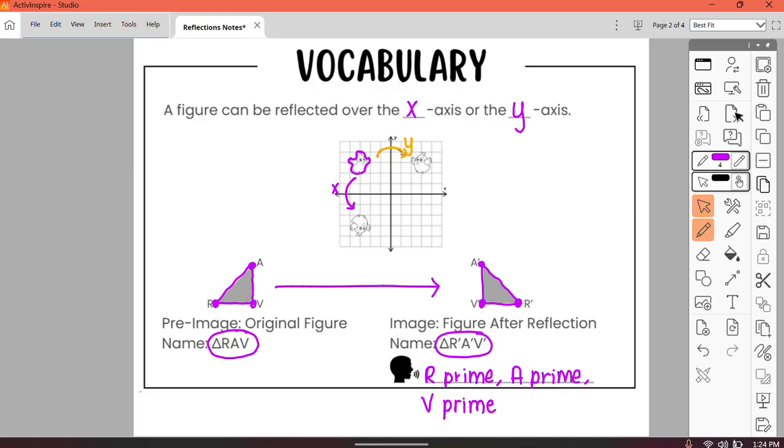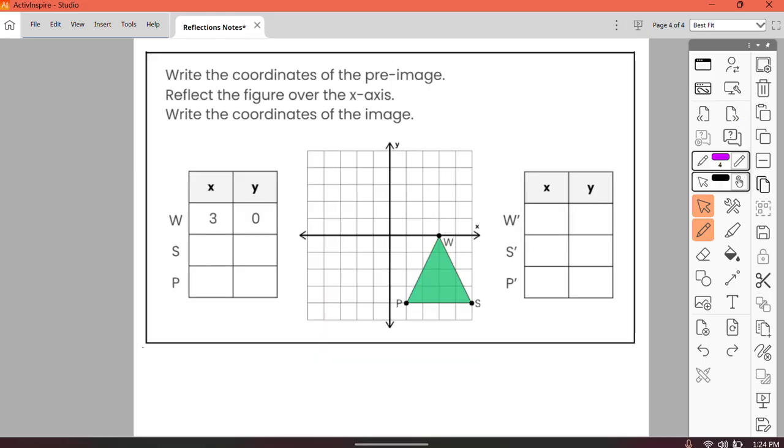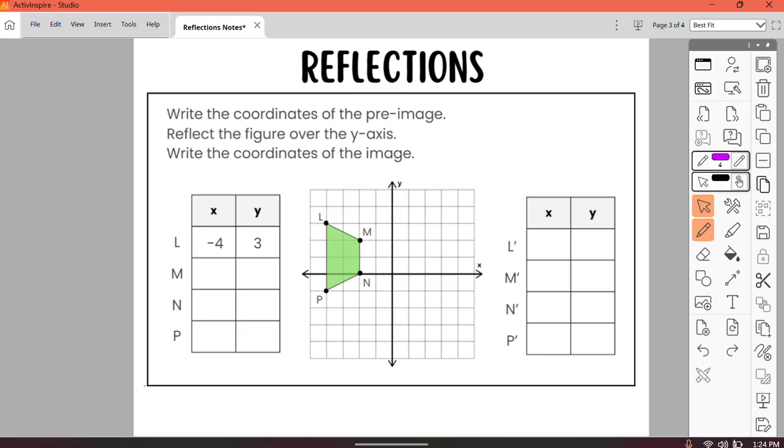All right, let's go look at two mathy examples. So for each of these, we're going to be given a shape. This one is a trapezoid. The next one is going to be a triangle. And we're going to do three things. We're going to write the coordinates of the pre-image, which is the original shape. It's that green one that you see right there. Then we're going to reflect it, in this case over the y-axis. Then we're going to write the coordinates of the new image or of the image.